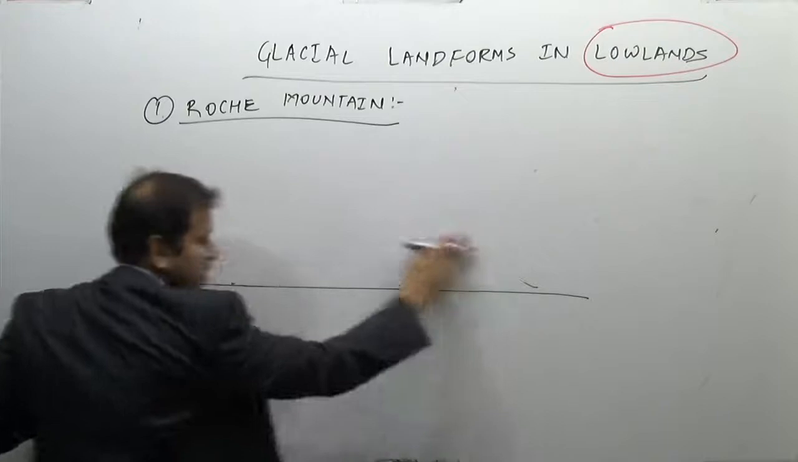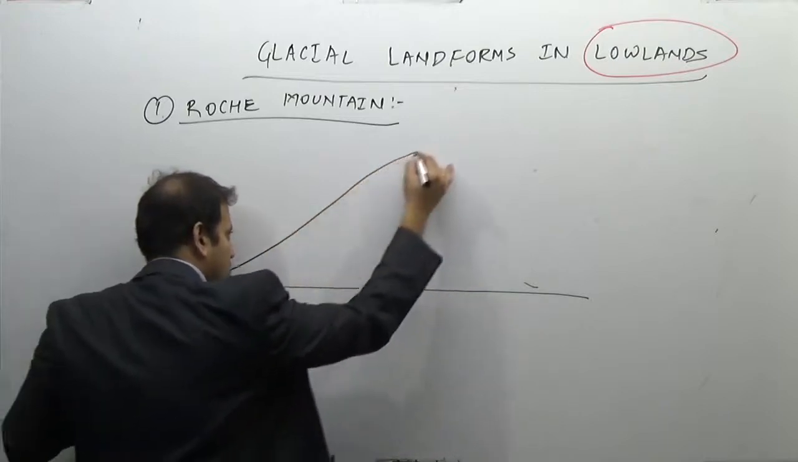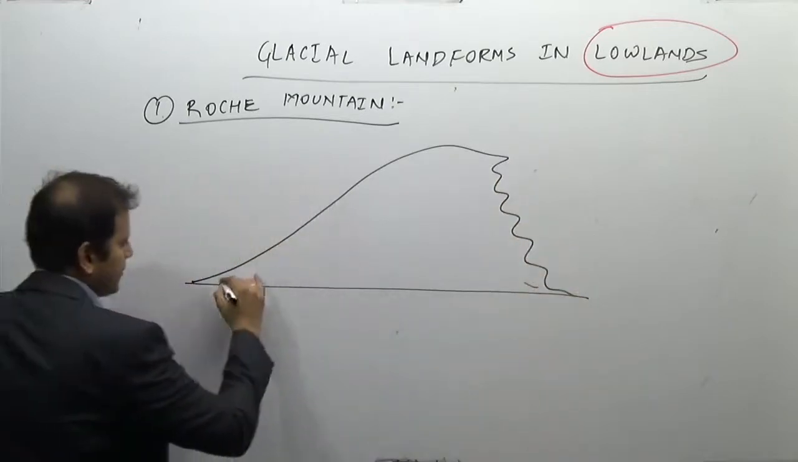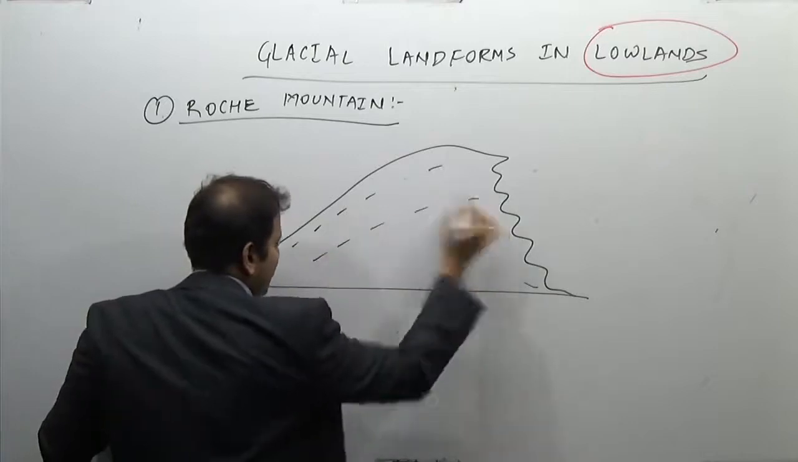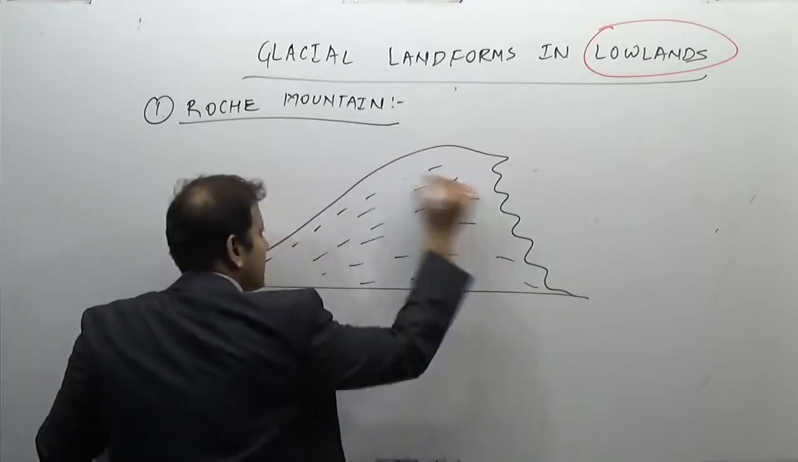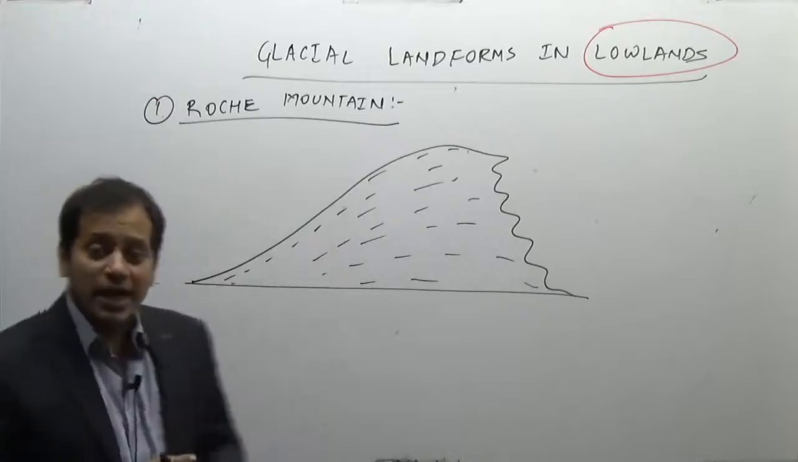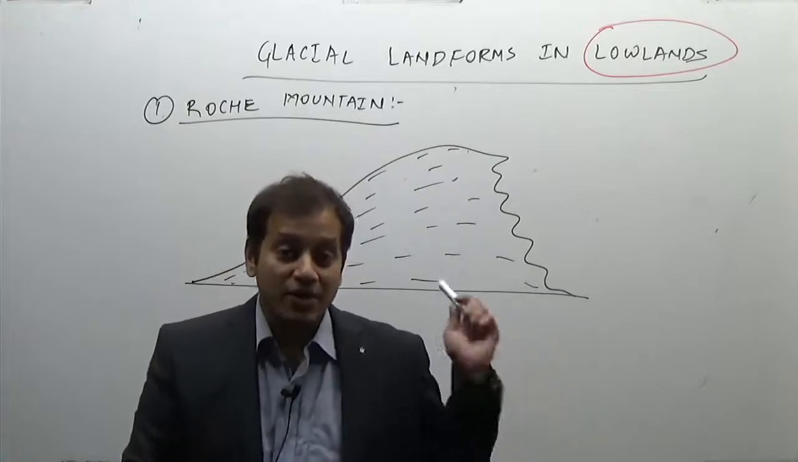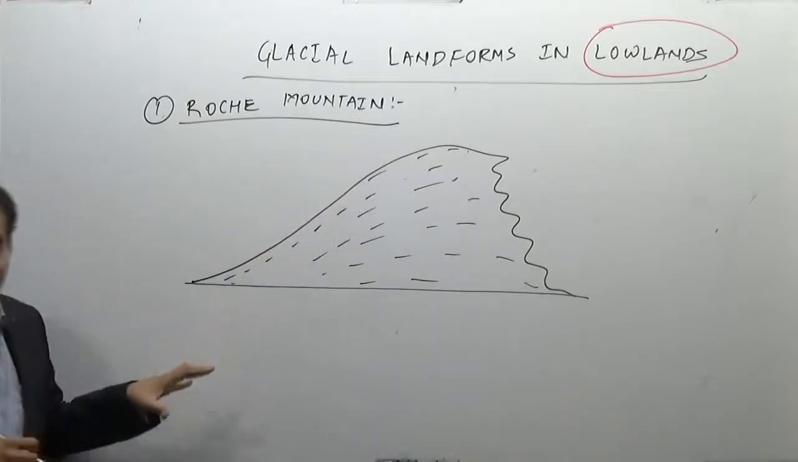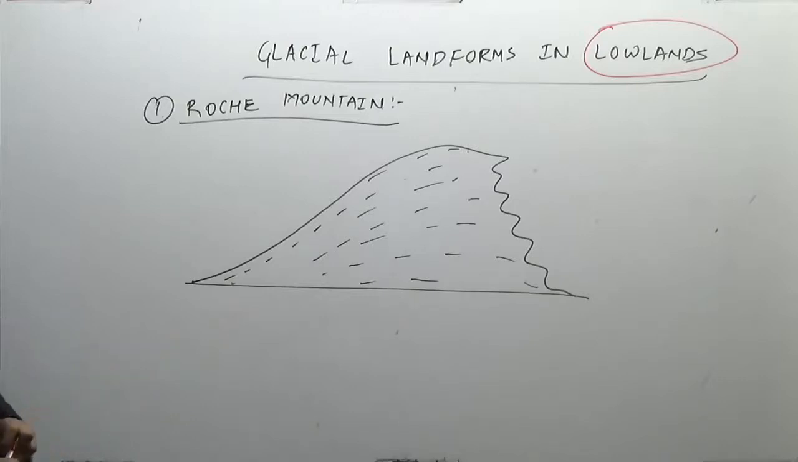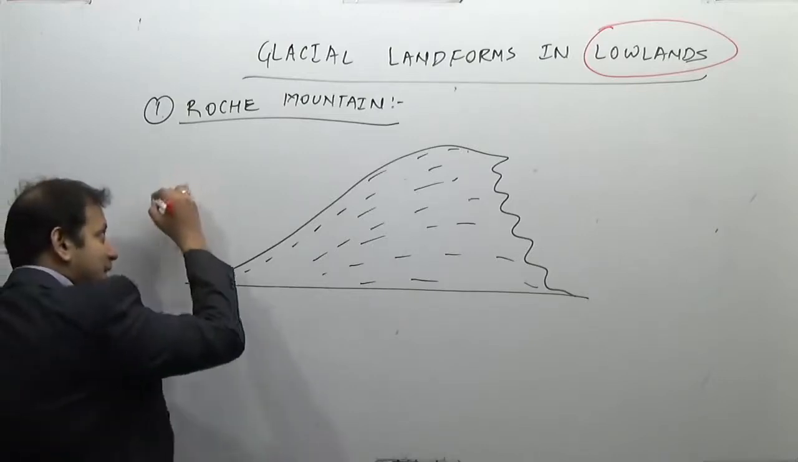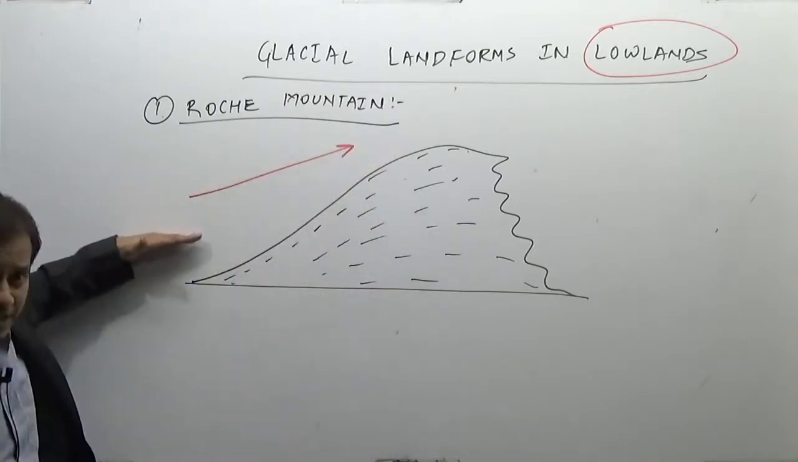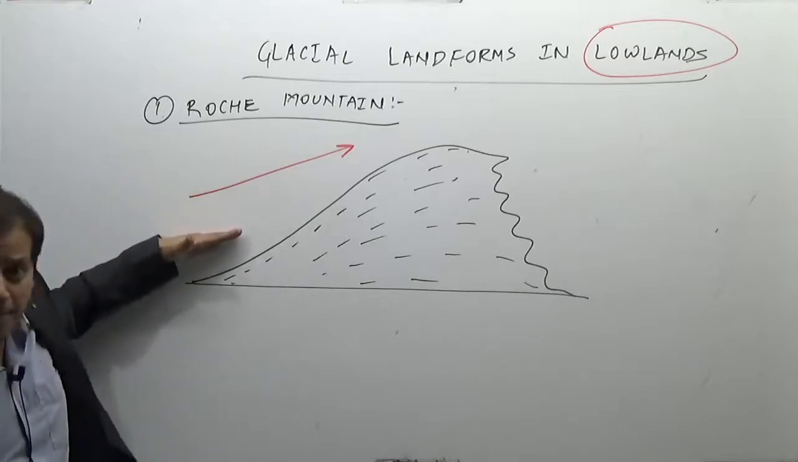How is the peculiar shape? This rock is made very smooth on one side while it is very steep on the other side, and it has polish or scratches on the surface. Why does it have scratches on the surface? Because we know that a glaciated landform has one peculiar characteristic, that it has a scratched or striated surface. In this landform, the glacier moves in this direction.